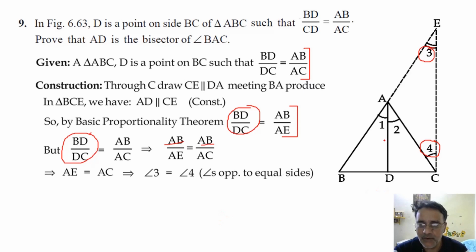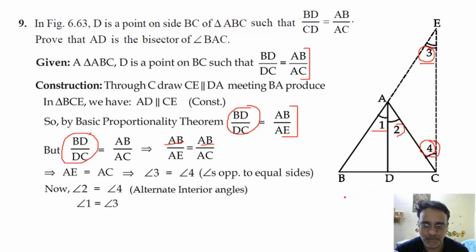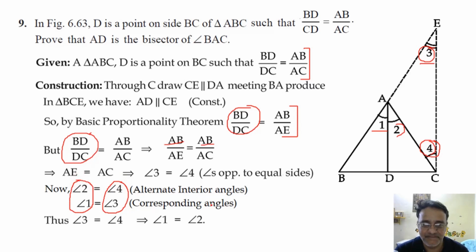Good. Now, angle 1 is equals to angle 3, corresponding angles. Angle 2 is equals to angle 4, alternate interior angles. And angle 3 is equals to angle 4, already we proved. So, angle 1 is equals to angle 2. Clear? That means AD bisects angle BAC. Any doubt in this question? No, sir. Okay.